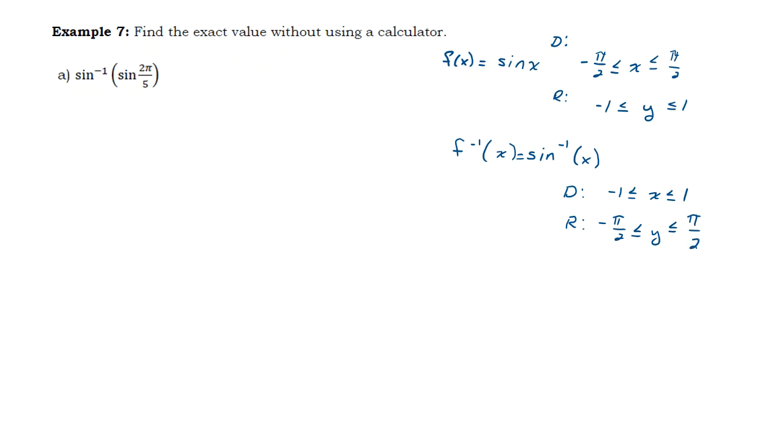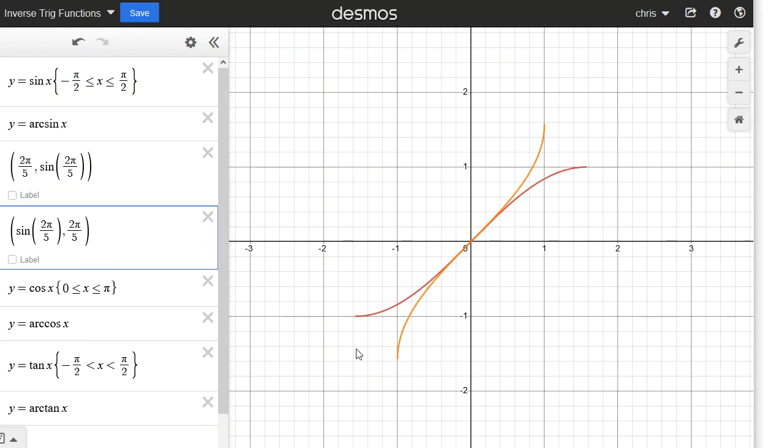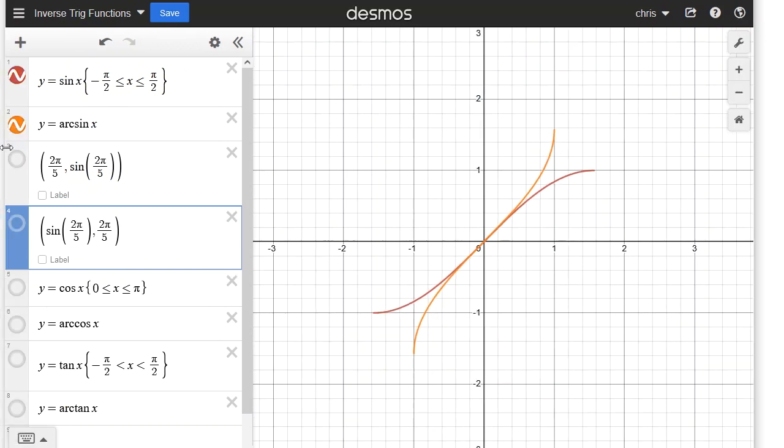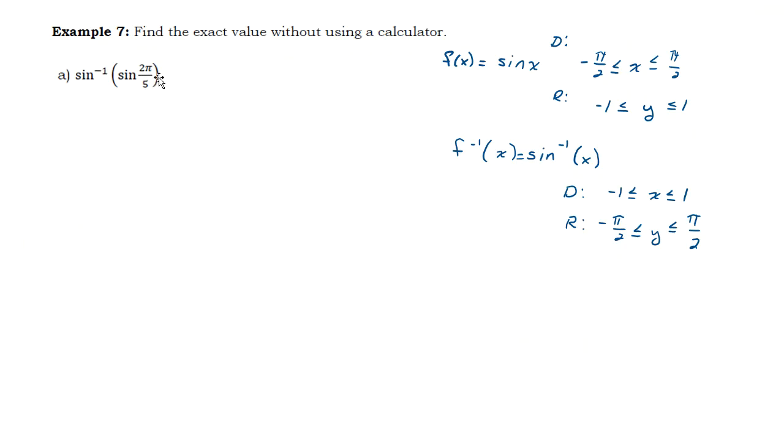Alright, and let's take a quick look at those graphs to remind ourselves. So here we have the sine function in red with the restriction, and the inverse sine, also known as the arc sine. So what we're being asked to do over here is evaluate this composite function. We're going to think about what would be the output of the sine of 2 pi over 5, and whatever that value is, we're going to input that into the inverse sine function.